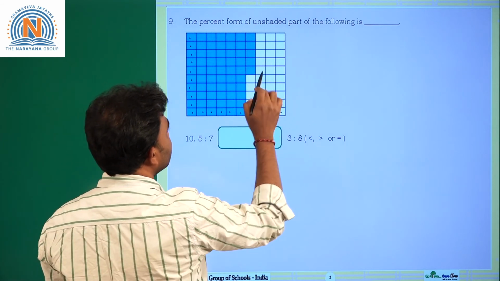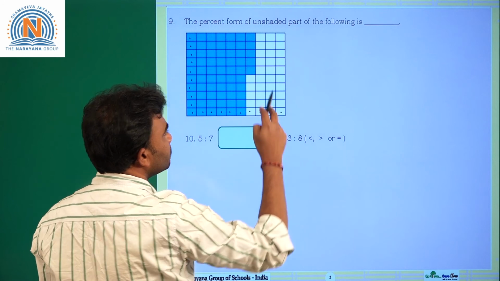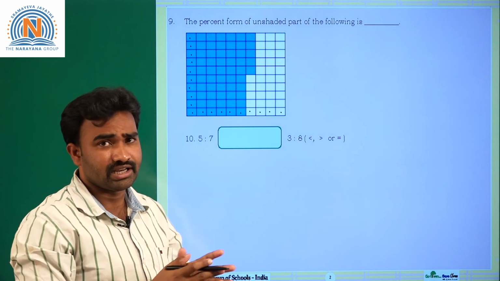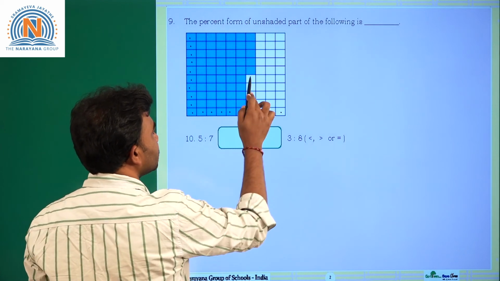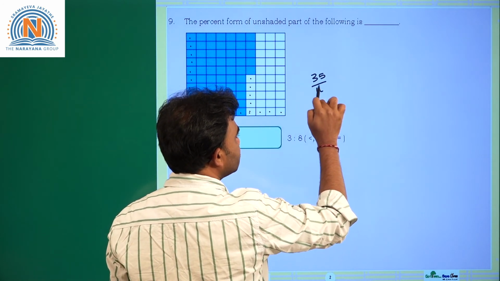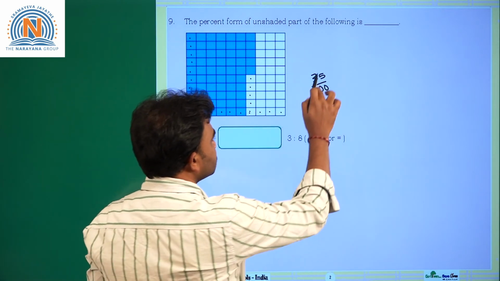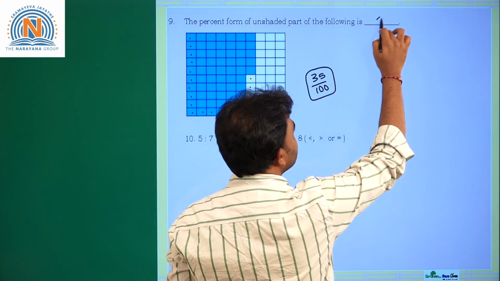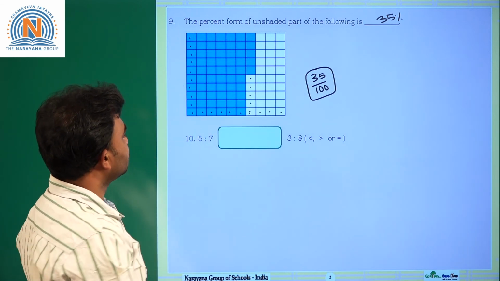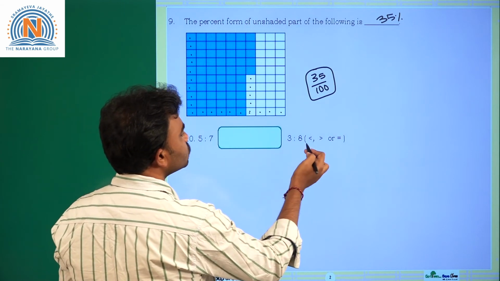So out of these 100, how many are unshaded? Here you see 3 columns, and each column has 10, then 3 tens are 30, 31, 32, 33, 34, 35. So 35 out of 100 are unshaded. As we have to represent it as a percent, 35 per 100 is nothing but 35%. So 35% of the grid is unshaded.